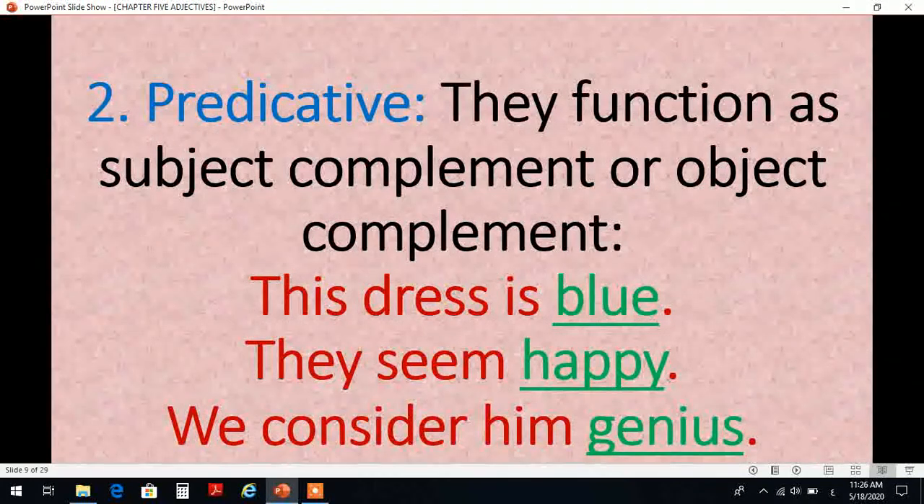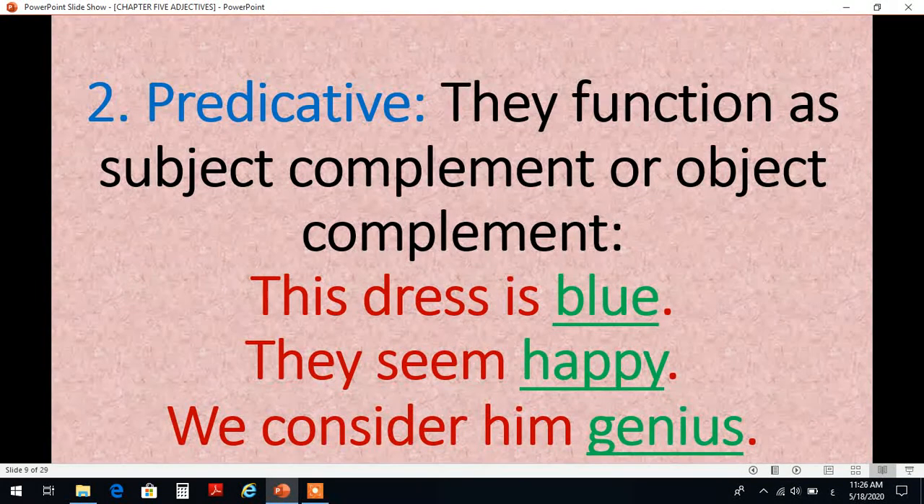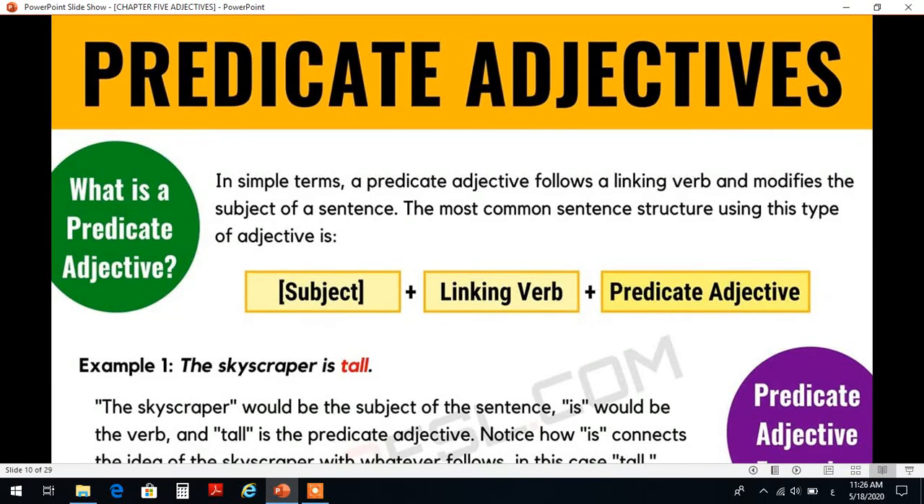Or when we say, we consider him genius. Genius is the adjective, and it is a predicative adjective, and its function in the sentence here is object complement. So predicate adjectives, as you see, follow usually a linking verb and modify the subject of a sentence.